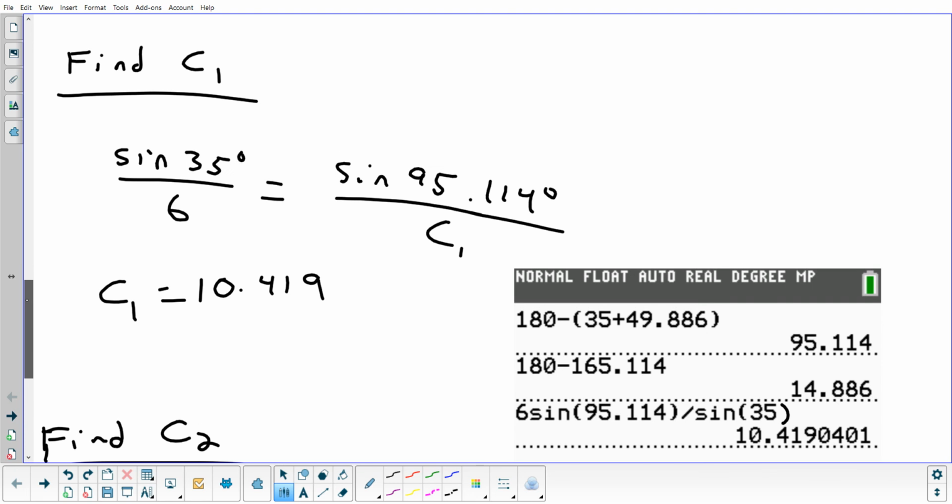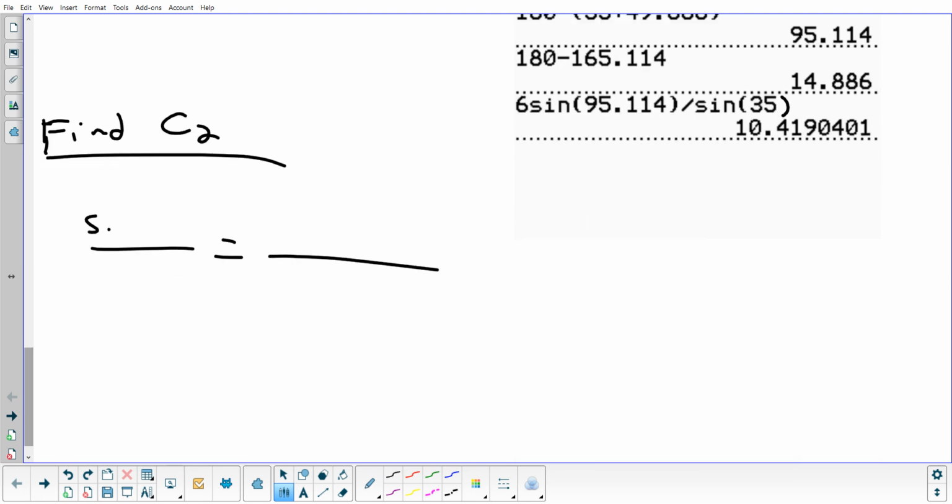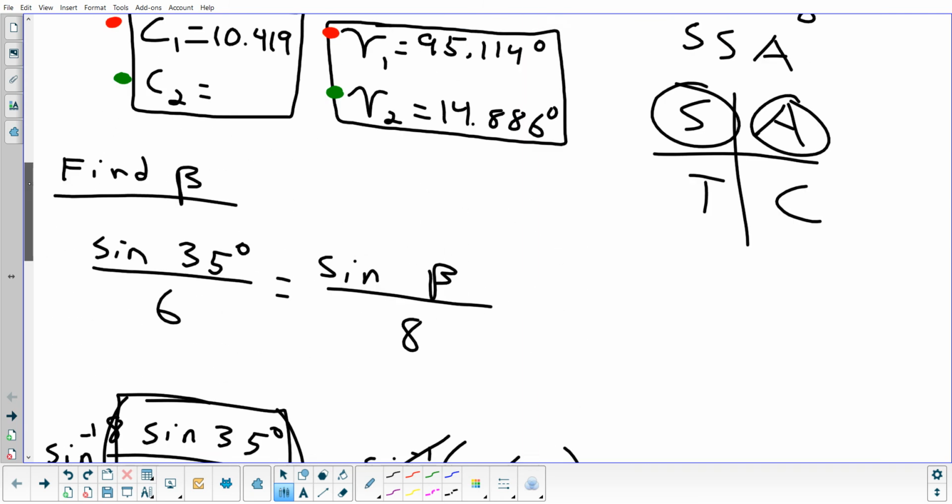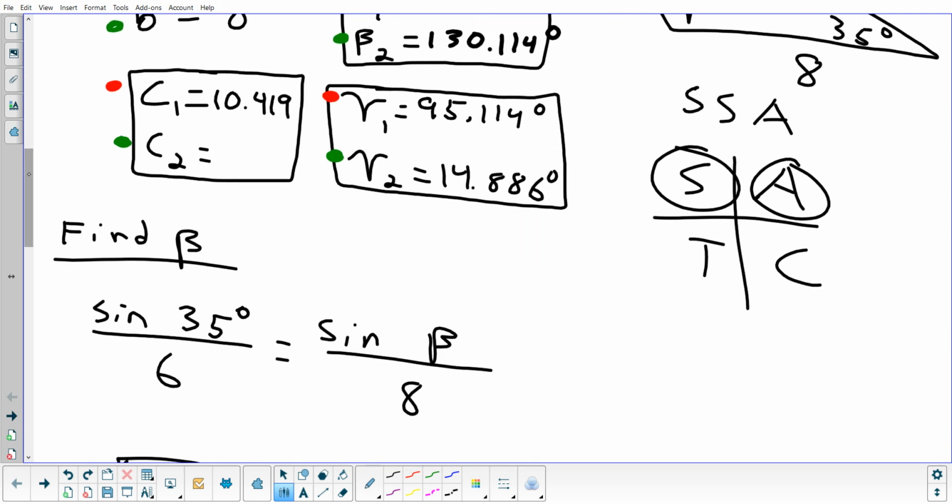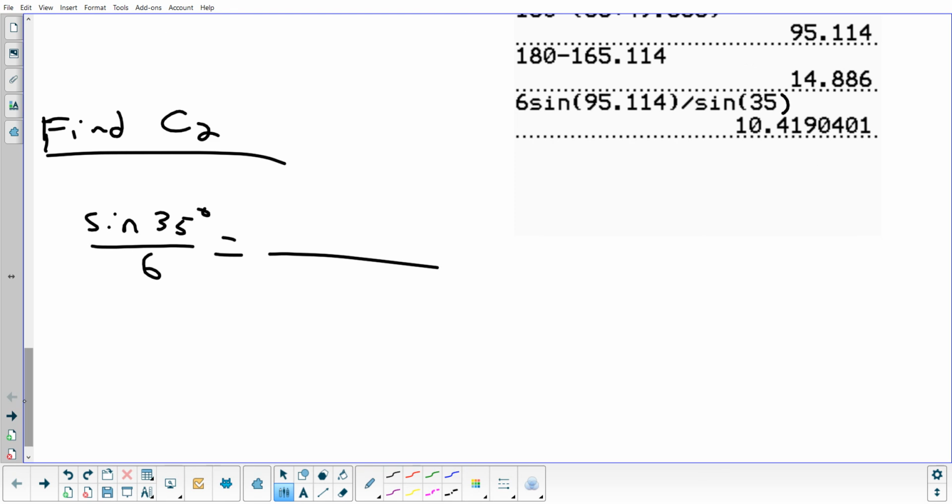Start out with that same sine 35 over 6. Just keep using that. And what's going to go on the right side to finish this up and find C2? Nick? Sine 14.886 over C2. All right, so let's see what we got.